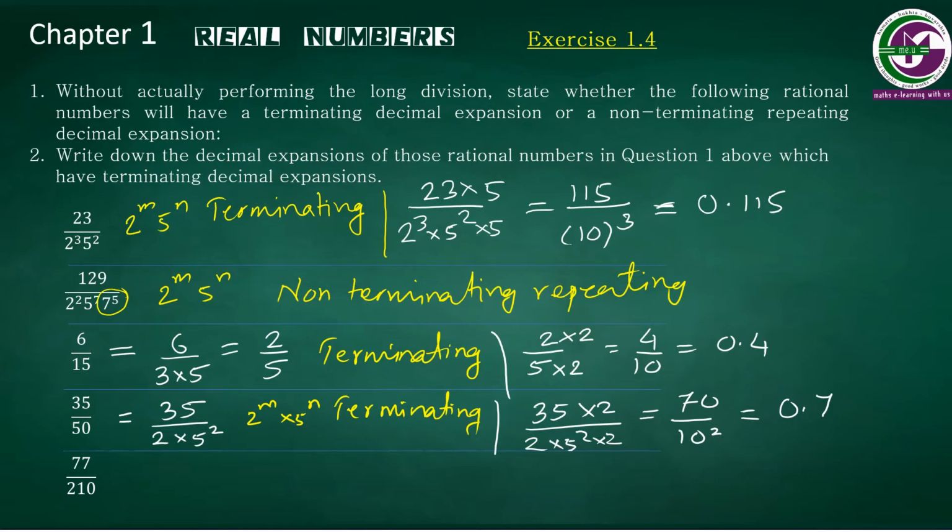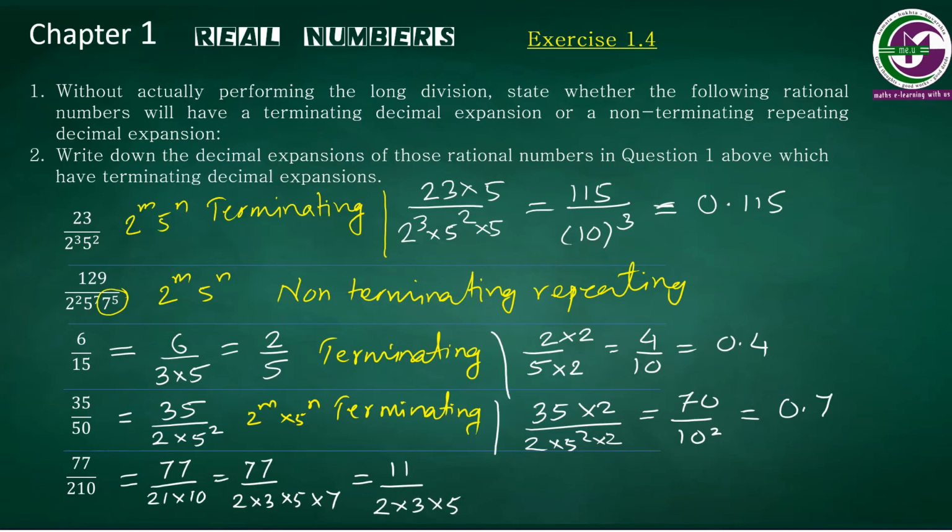And the last question of this one, 77 upon 210. 77 upon 210 can be written as 21 times 10, right? 21 is 3 times 7. So 77 upon 2 times 3 times 5 times 7. Now there is a 7 in the denominator and there is a 7 in the numerator. 77 is a multiple of 7, so you can cancel out by 7. So you'll get 77 divided by 7 is 11. 11 upon 2 times 3 times 5.